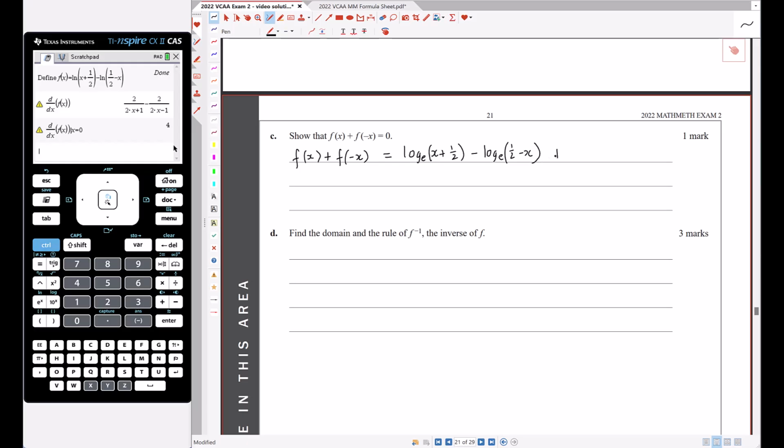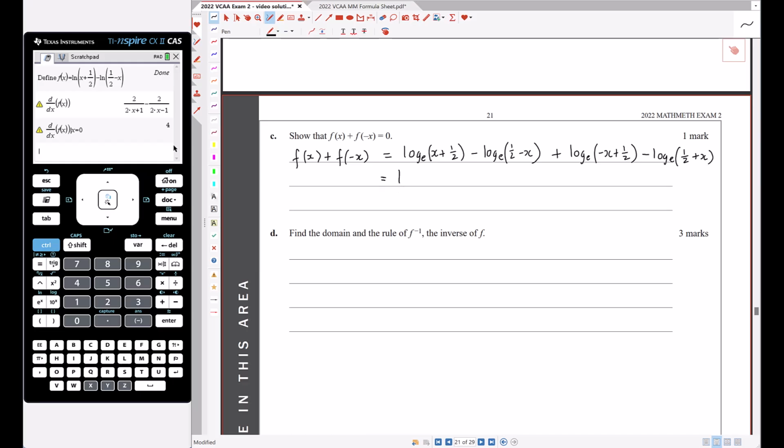And then we're going to add that together with f of -x, which would be log e of -x plus a half, plus, sorry, it's minus log e of half minus -x, so half plus x.